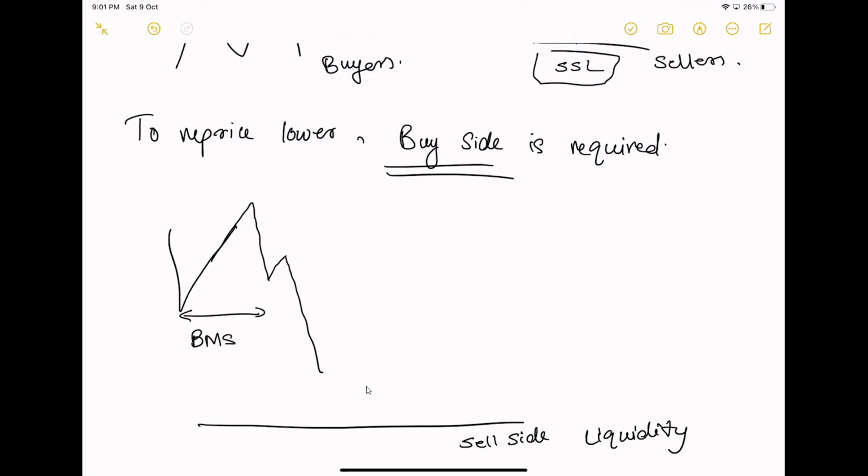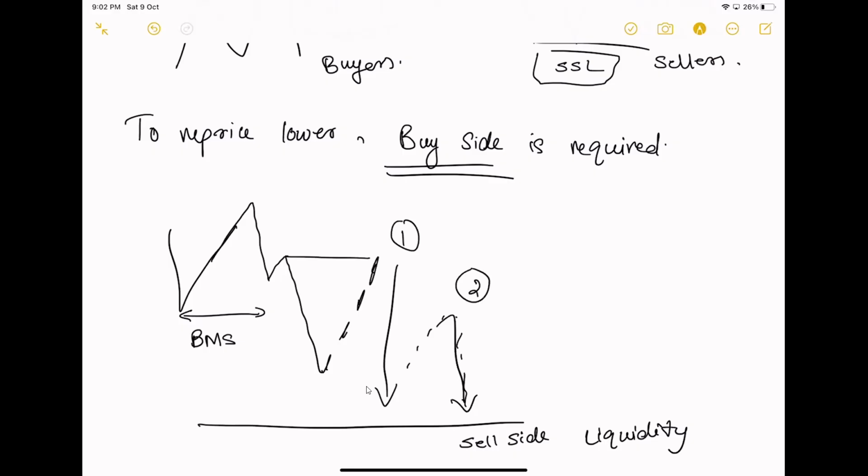Someone tell me what will price do? Let me give you two scenarios. Will it go to this and then drop, or will it do that? So is it scenario 1 or scenario 2? It's 1, right? It's scenario 1. I'll tell you why it's scenario 1.